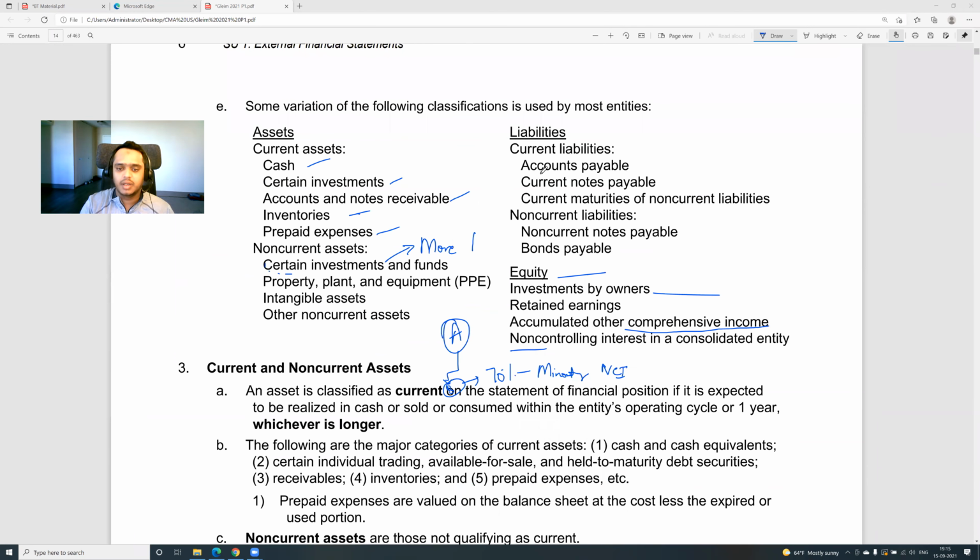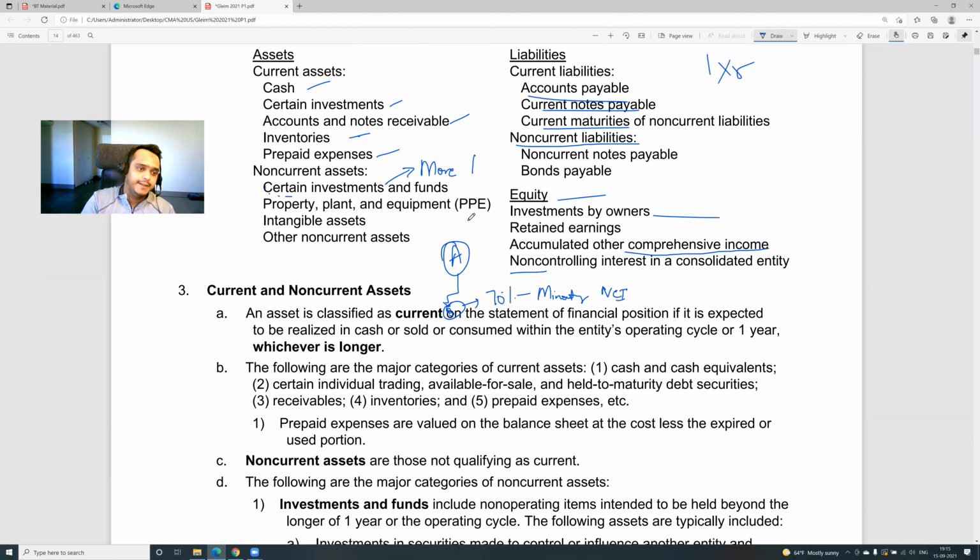Sorry, the current liabilities: you can see the accounts payable, current notes payable, current maturities, and non-current liabilities within 1 year. Within 1 year, whichever is due, that is a current liability for you. Others will be your non-current liabilities, your non-current notes payable, which is nothing but more than a year. Even bonds payable, that's more than a year, which is to be taken into consideration.